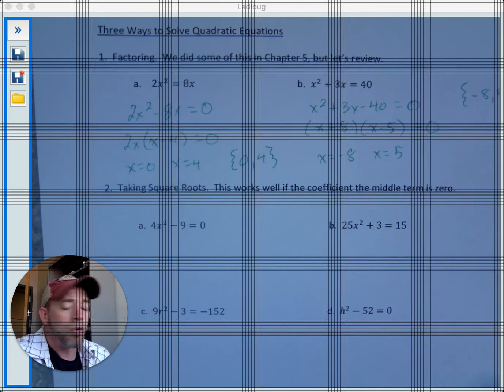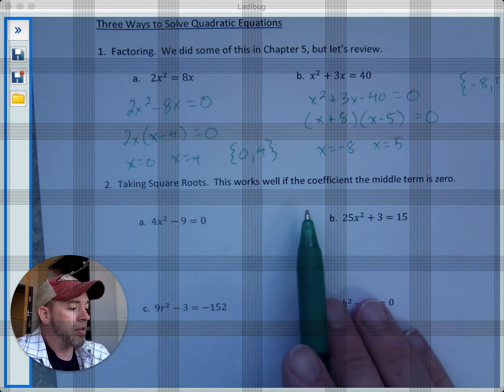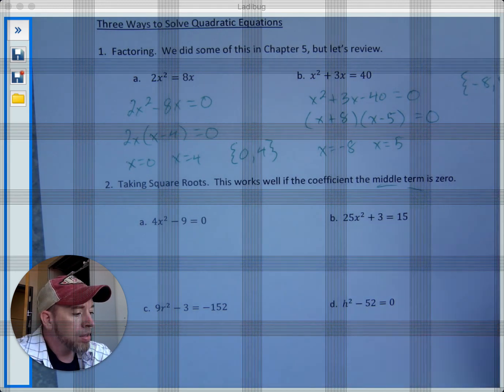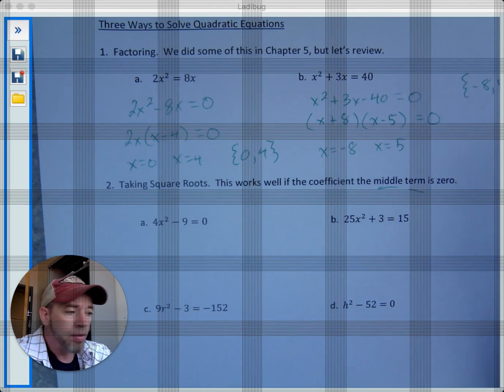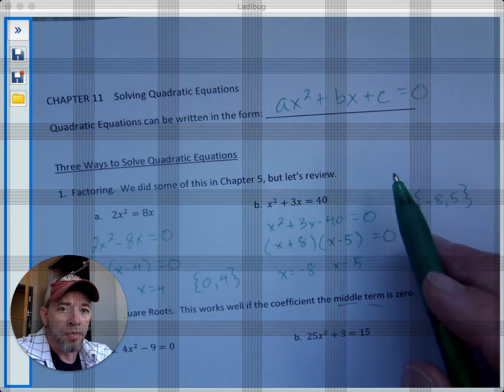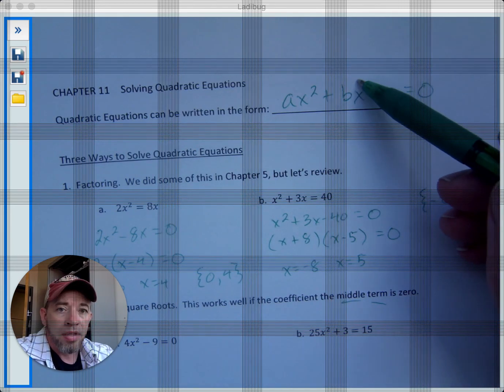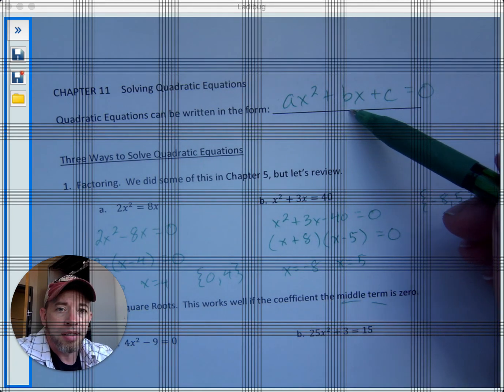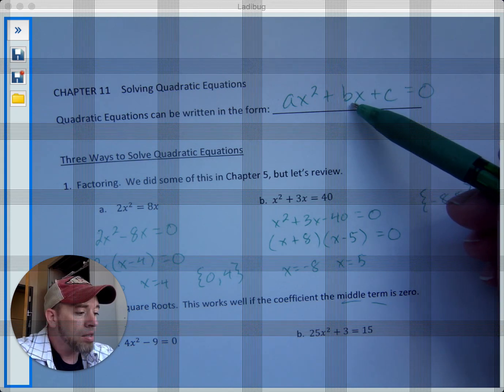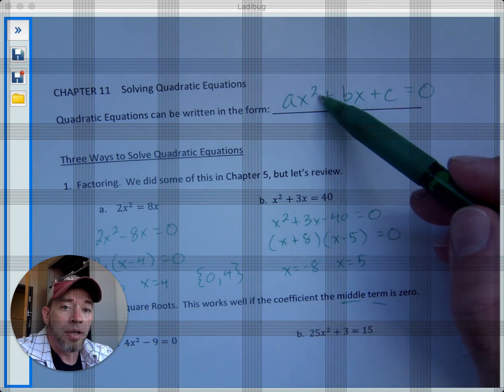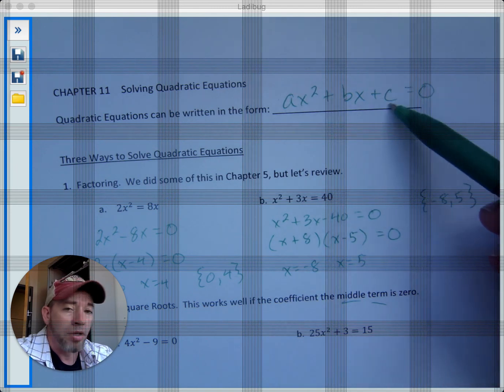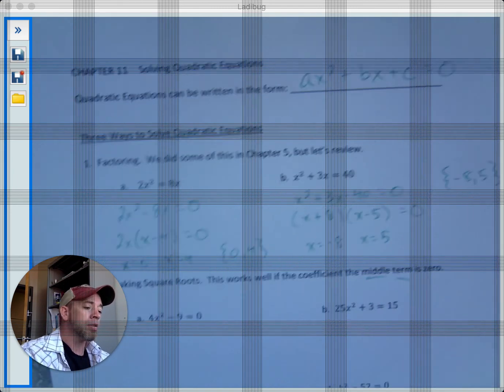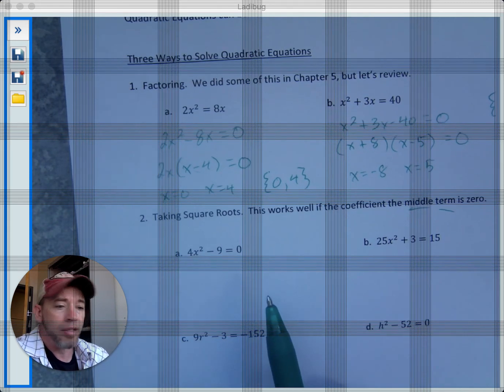So really we can only use this method if what I call the middle term has a coefficient of 0. In other words, in our general form of a quadratic equation, this middle term, the bx, doesn't really exist, or b is just 0. And so you have a squared term somewhere and you have a constant somewhere. Okay? So let's look at how these equations fit that model here.